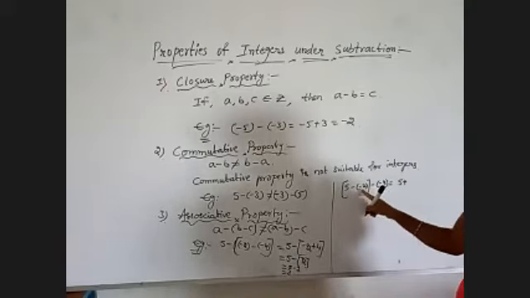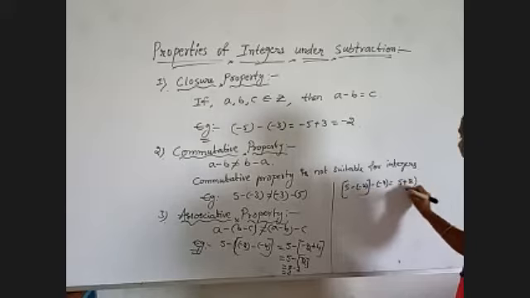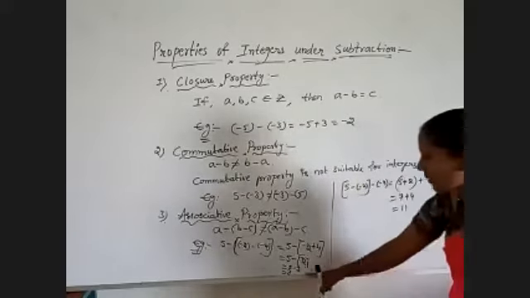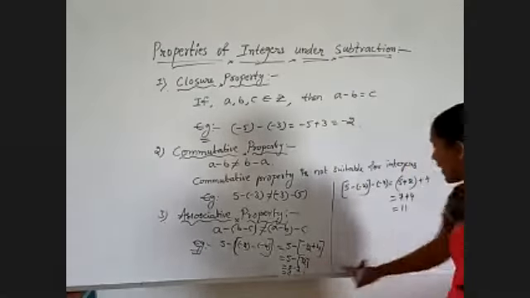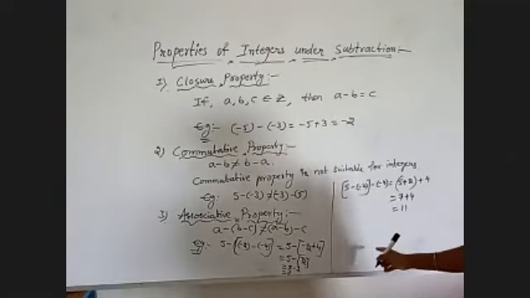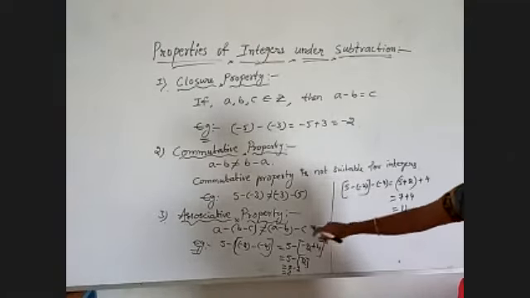Minus into minus will become plus 2. 5 plus 2, minus into minus will become plus 4. So 5 plus 2 is equal to 7, plus 4, 7 plus 4 is equal to 11. So here we got the result as 3 and here we got the result as 11. So both are not equal. So that is the thing I am telling.